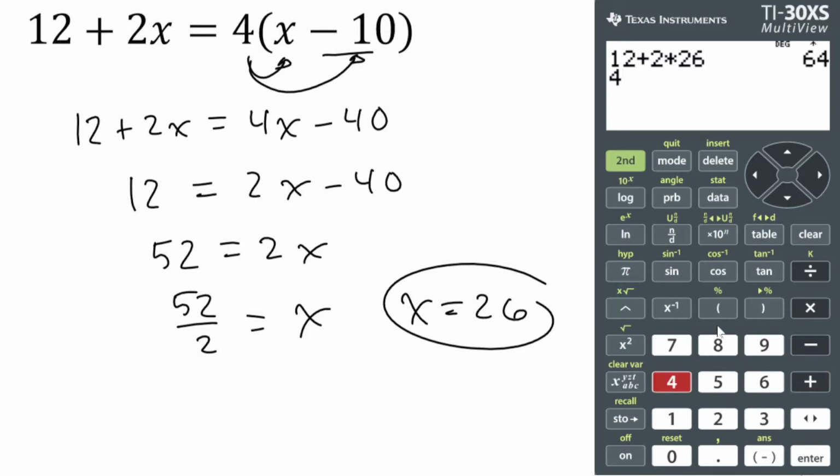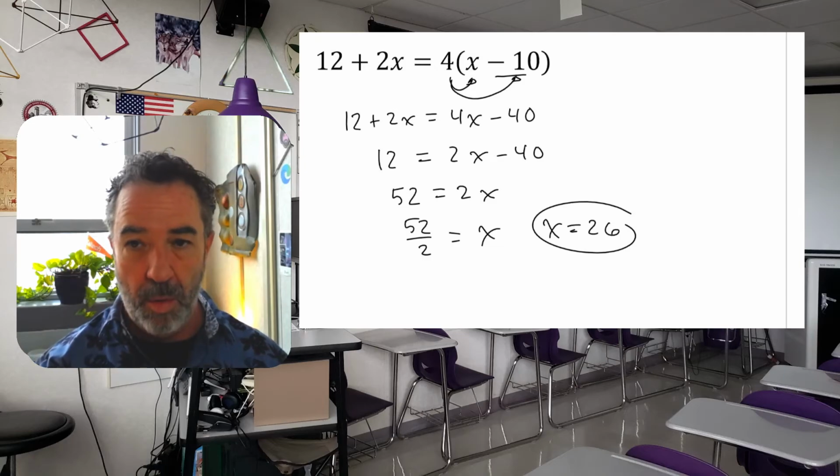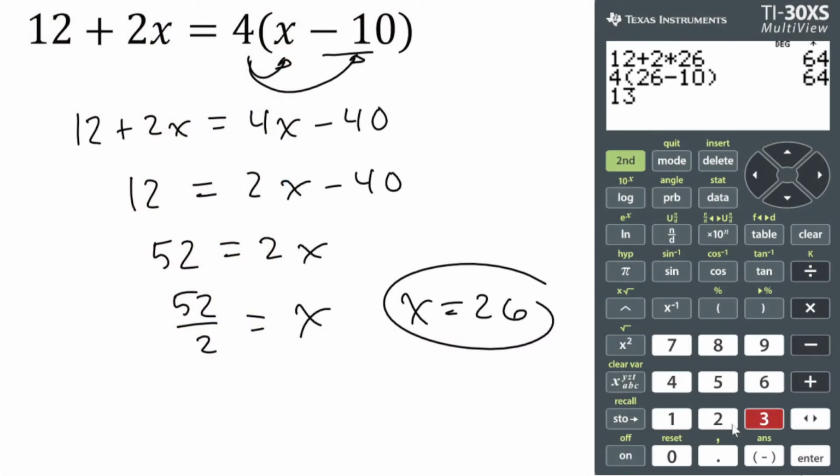On the other side, I got 4 open parentheses, 26 minus the number 10. 26 minus 10. I got what? So when x is 26, both the left-hand side and the right-hand side became 64. You can see it on the calculator. It made both sides become the number 64.